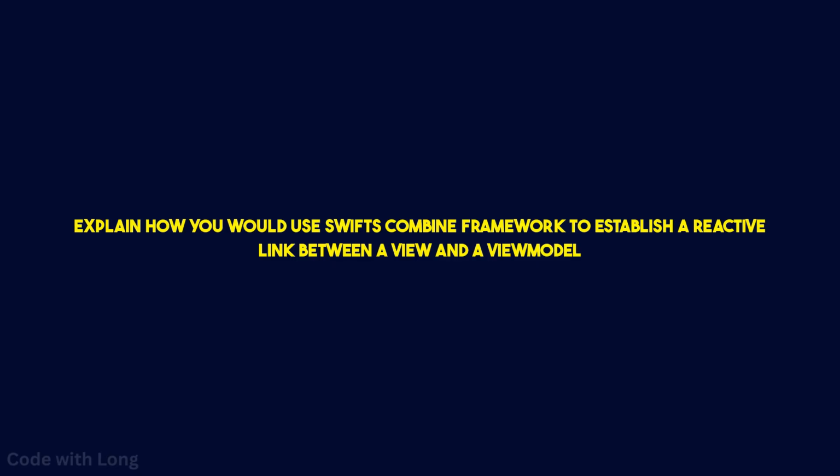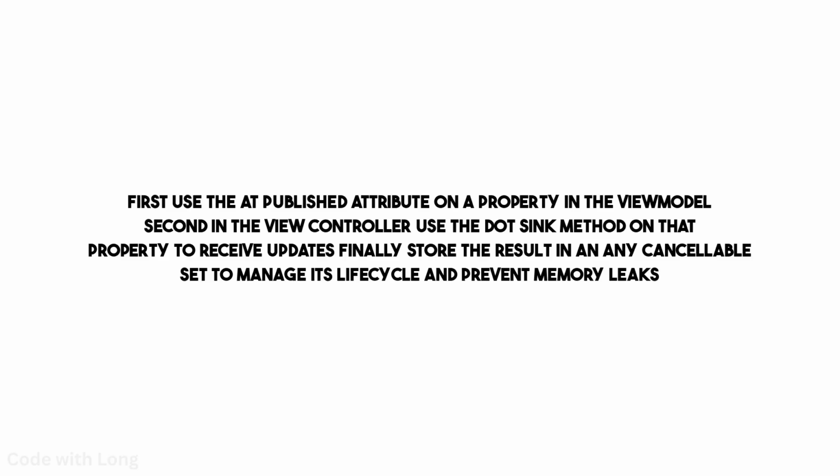Explain how you would use Swift's Combine framework to establish a reactive link between a view and a view model. First, use the @Published attribute on a property in the view model. Second, in the view controller, use the .sink method on that property to receive updates. Finally, store the result in an AnyCancellable set to manage its life cycle and prevent memory leaks.